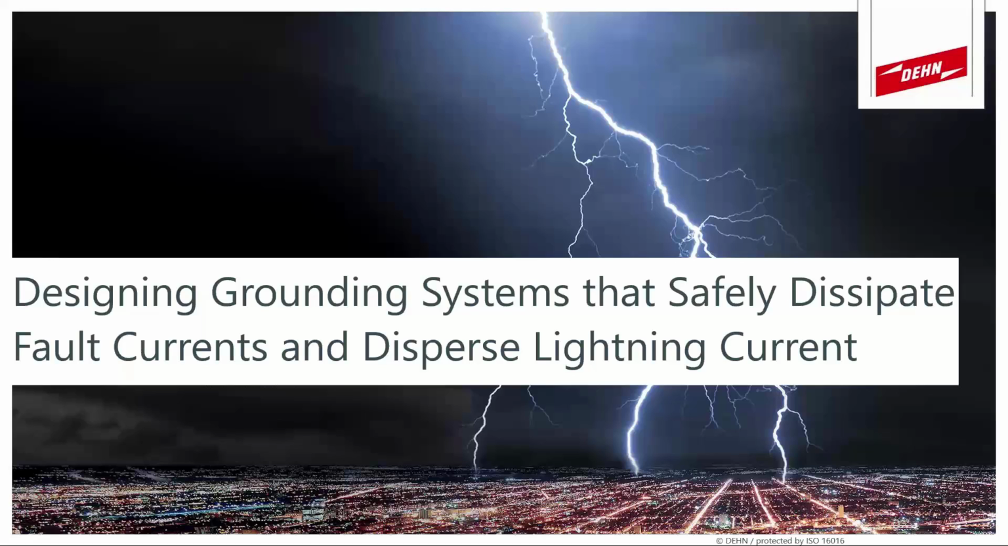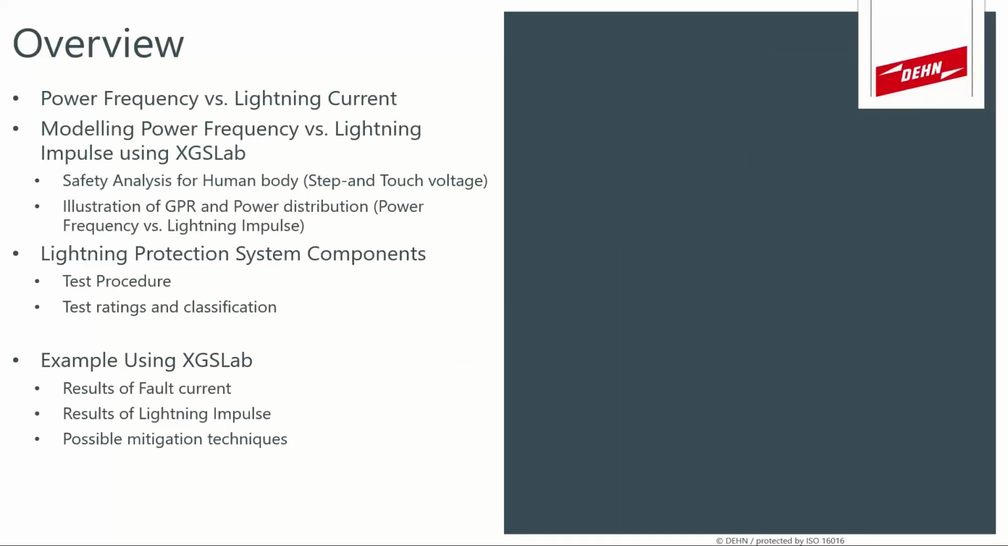So looking at an overview of what we want to touch on, the most important points is we first want to understand the difference between power frequency, which could be 60 hertz or 50 hertz, and how it's different when compared to lightning current. After that, we want to look into how we model for power frequency and how that changes when we start modeling for lightning frequency, and we do this using a very advanced software called XGS Lab.